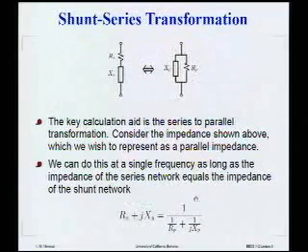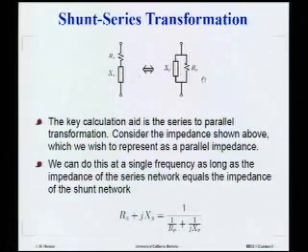What I need is this simple result, the series to parallel transformation, or shunt series transformation. When you deal with these RF circuits, especially these tuned amplifiers, often what you need to do is to convert elements like this into elements like this. In other words, I have a series resistance and a series reactance, and I want to convert it to a parallel reactance and a shunt resistance, or conductance if you like.